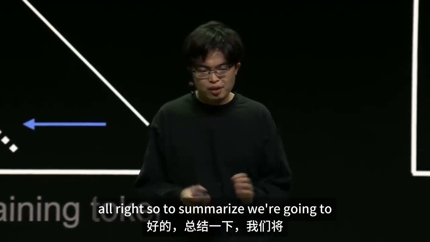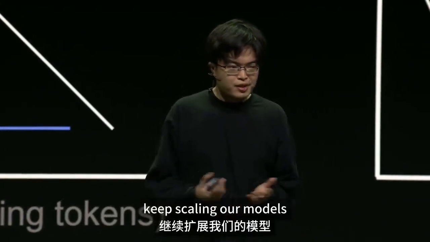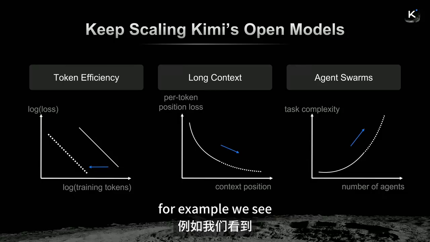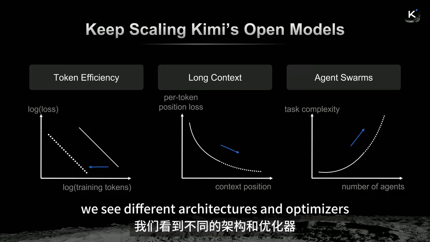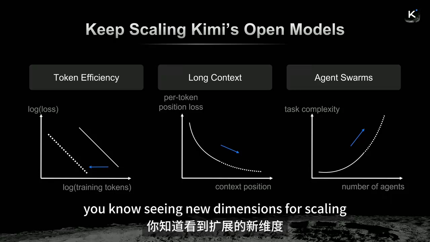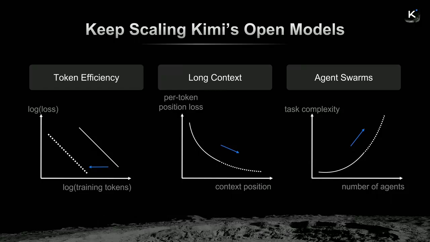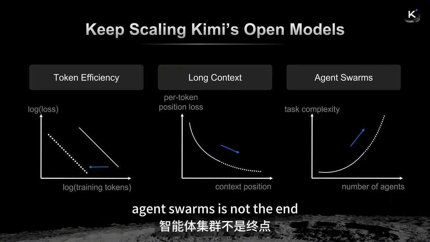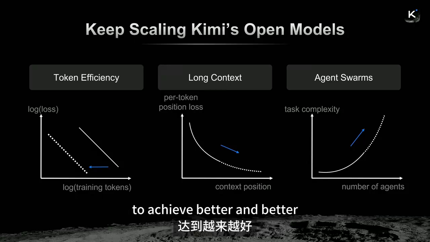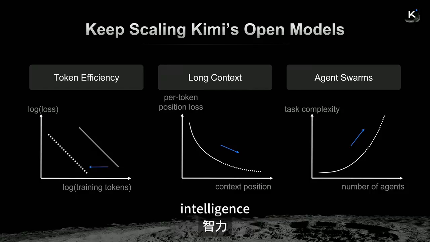All right, so to summarize, we're going to keep scaling our models. And so these are 3 dimensions. For example, we see different architectures and optimizers that optimize all 3 dimensions, and we'll keep seeing new dimensions for scaling. Agent swarms is not the end, and we are glad that we can move forward with the entire open source community to achieve better and better intelligence.